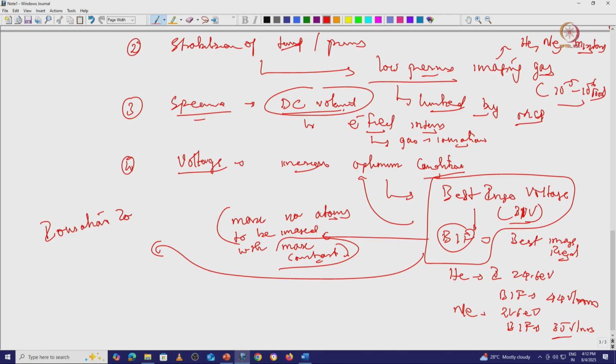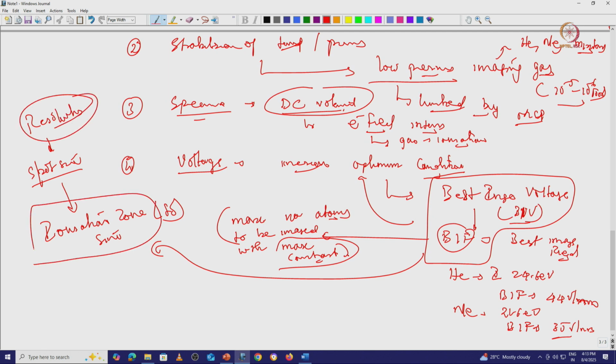Ionization zone size, which is delta 0, is related to your spot size. The minimum spot size is related to your resolution in the field ion image, correct. So this is the ionization zone size. Now, there are two conditions in this.